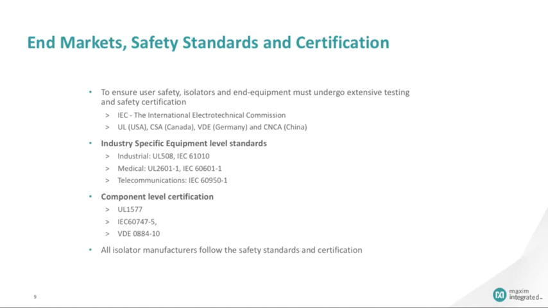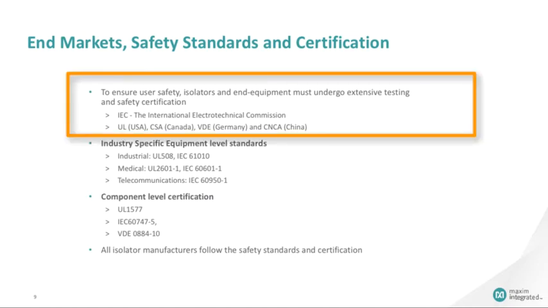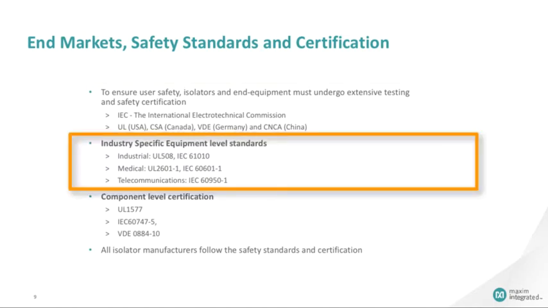Different regions in the world determine their individual standards, and an organization in that country issues approvals or certificates for the equipment or component. For example, UL in the USA, CSA in Canada, VDE in Germany, and CNCA in China. IEC, the International Electrotechnical Commission, is the organization that publishes the international standards for electric system safety.